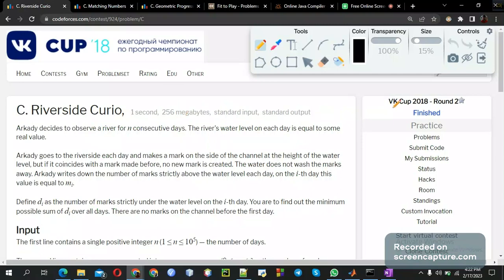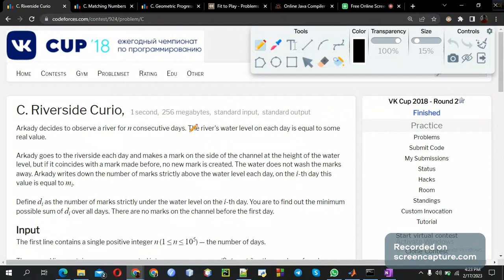See Riverside Curio. This problem is taken from the PK Cup 2018 round two. At first, let's read the problem statement, and then we talk about the solution approach of this problem. Arcady decides to observe a river for n consecutive days.